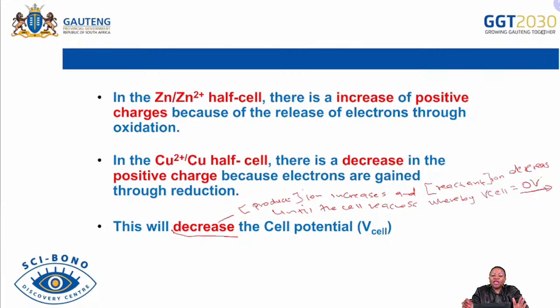So if we want to increase the cell potential, it means we must decrease the product ions and increase the reactant ions, because the reactant ions, remember, are needed for gaining those electrons that are coming from that metal or that reducing agent. So if the reactant ions are being used up, then the V cell will decrease, or the reaction will not occur if they are already used up and finished from the reaction.